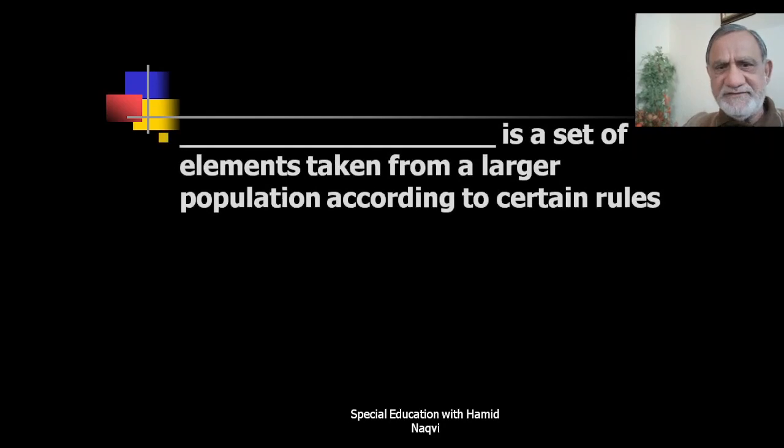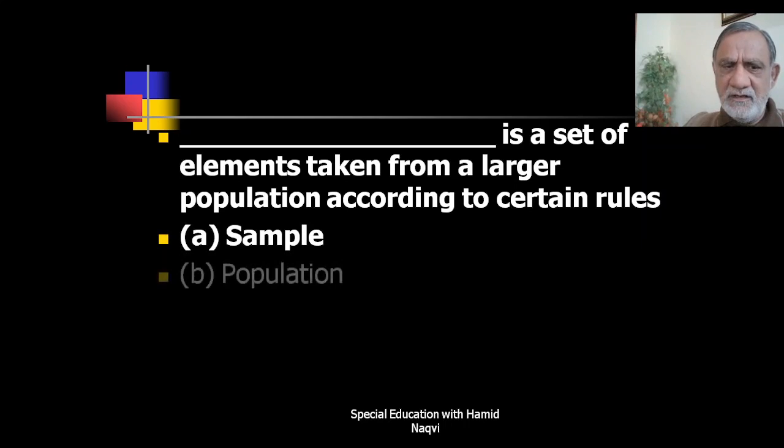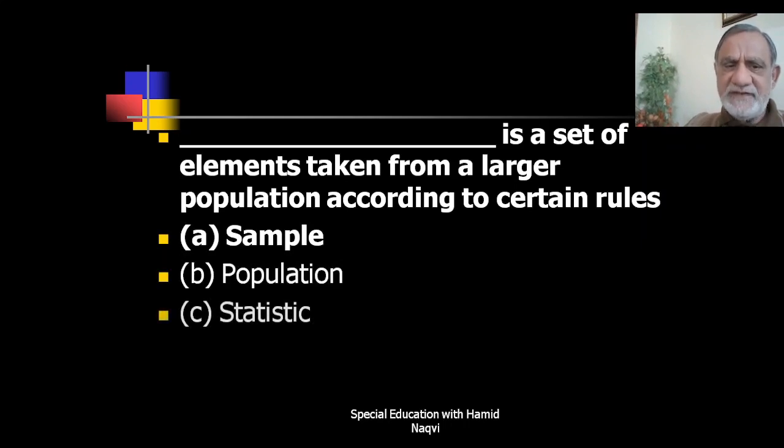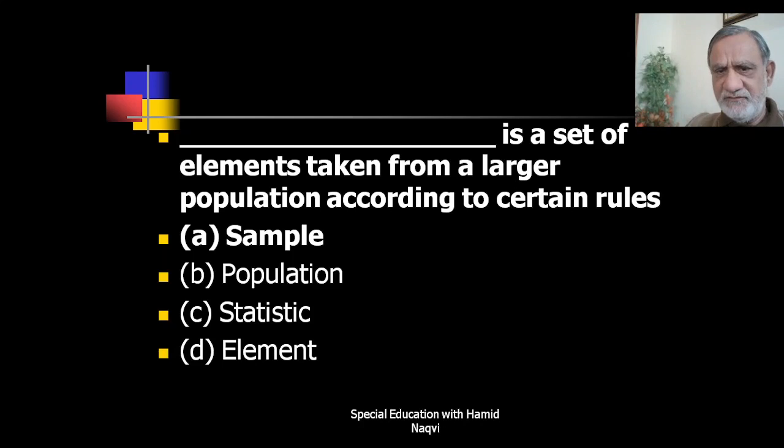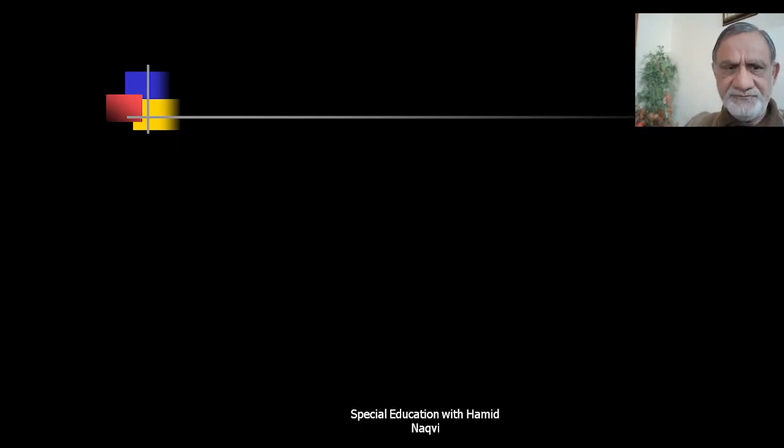Next question is: dash is a set of elements taken from a larger population according to certain rules. Sample, population, statistic, or element. The correct answer is sample: a sample is a set of elements from a larger population.